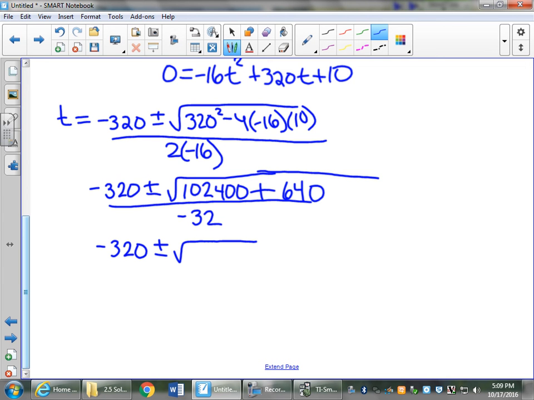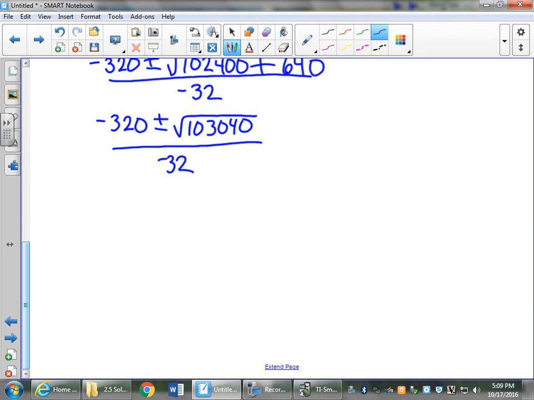If I do 640 plus the 102,400, you get 103,040. And here's where real world is different than non-real world. If it was not a real world, I would say try to break apart the 103,000. Because it is real world, I'm going to say square root that no matter what, even if you get a decimal. So if I square root that number, I'm going to try not to round yet. Remember, the sooner you round, the less accurate your final answer will be.